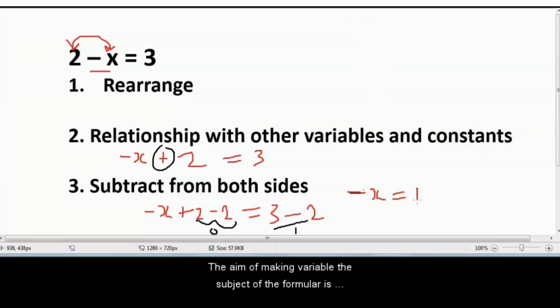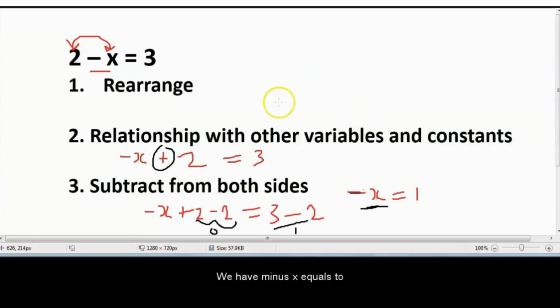The aim of making a variable the subject of the formula is for it to be the only variable on the left side of the equation. I know you might be thinking that the calculation has come to an end because x is alone, or rather, it is the only variable left on the left side of the equation. Well, in a way you might be right, but what about the negative sign attached to it? We've got to eliminate the negative sign as well. How do we do that? Now we usher in the fourth and last step, which is we multiply both sides by the sign of the subject variable.